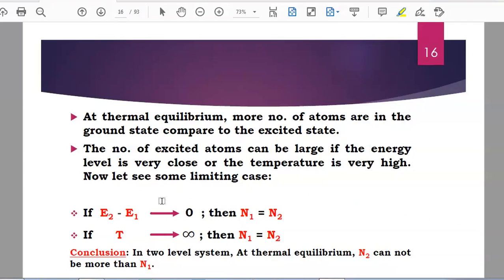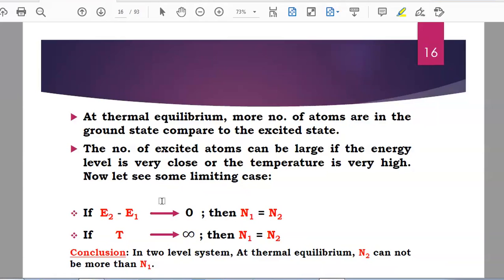Are you getting the idea? In the normal case, n1 is always larger than n2. In the normal case, at normal room temperature, n1, the number of particles in level 1, is always larger compared to the upper level particles n2. But if you take the case where the energy level difference is almost 0, then also you are not able to make n2 larger than n1. The possible case will be n1 equal to n2, but our requirement is that n2 has to be greater than n1. So that is not possible even if you keep the energy level difference almost zero.